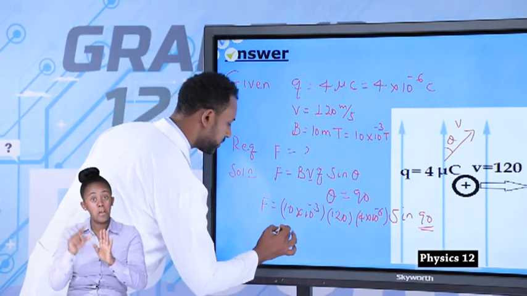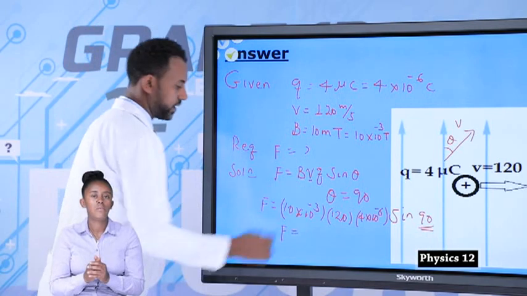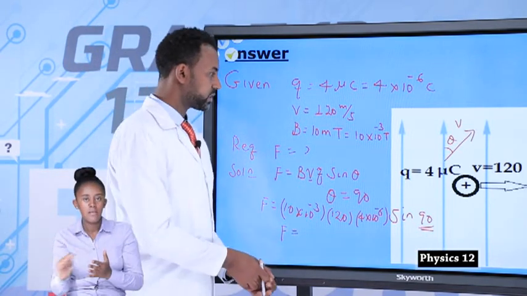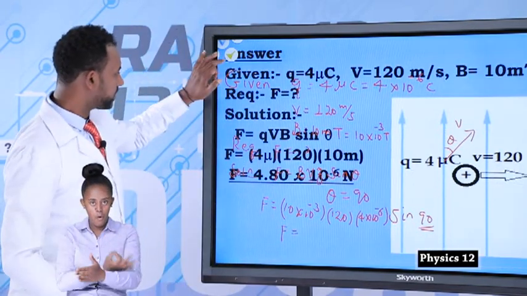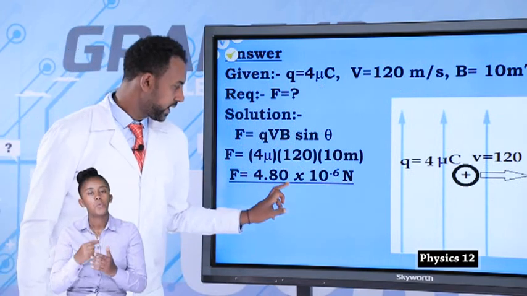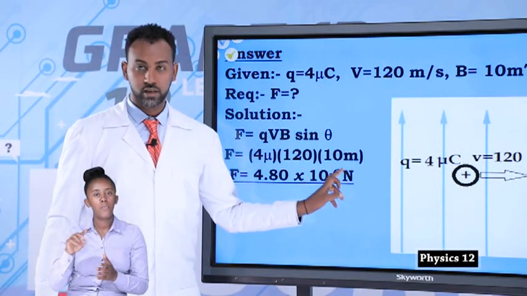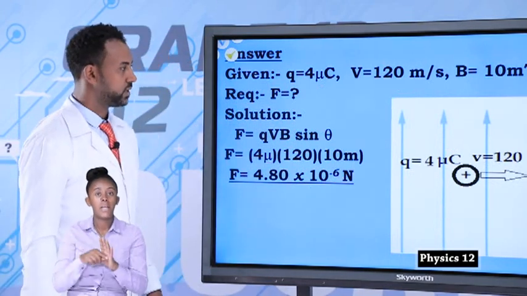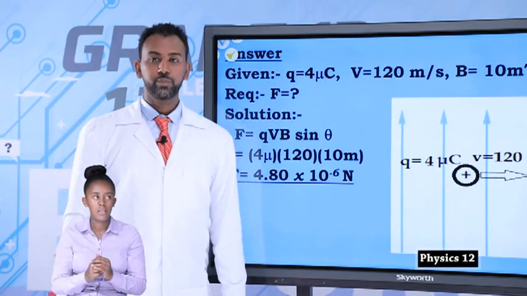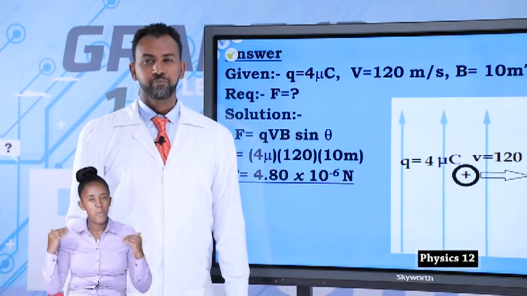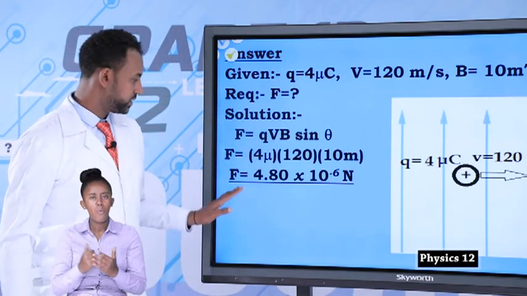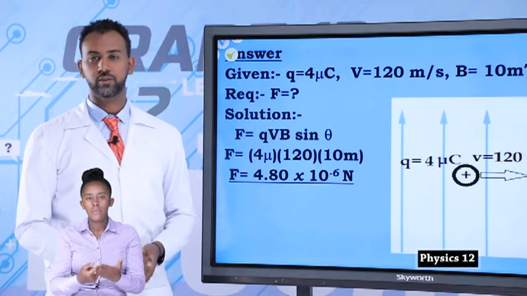Sine 90 is 1. So we can determine the magnetic force, here we have the solution, 4.8 times 10 to the power of minus 6 Newton. So I hope you have found this answer. This is the magnitude. What is the direction of the force?